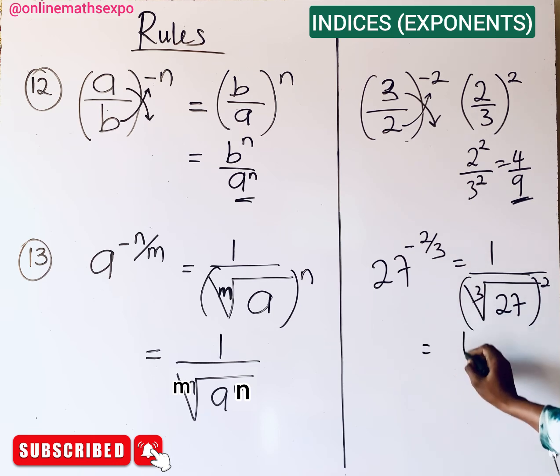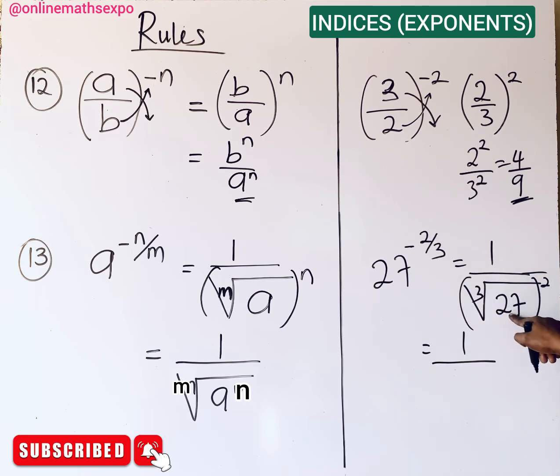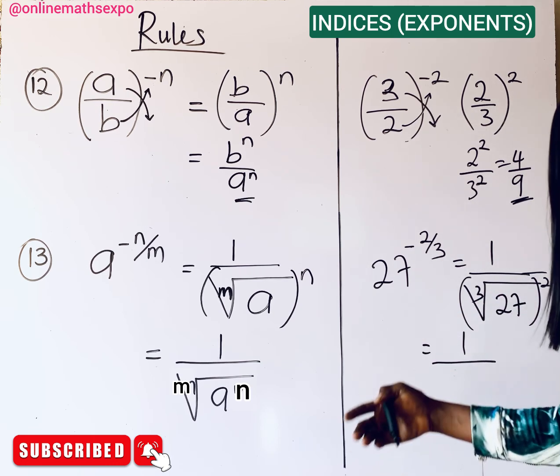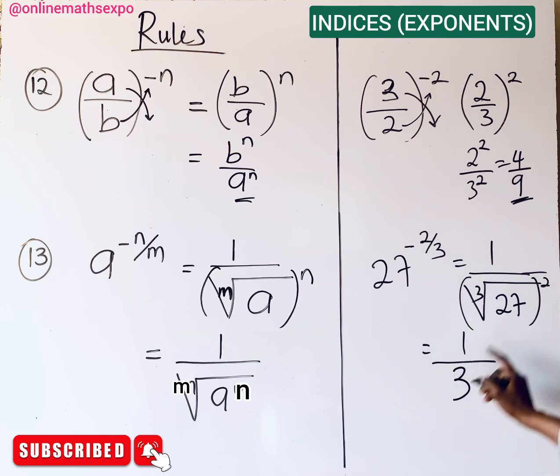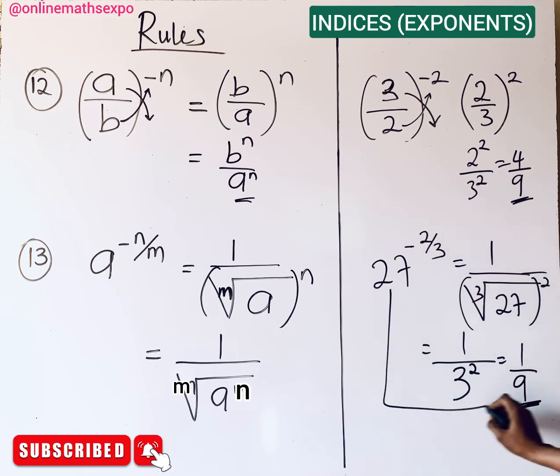So this is giving you 1 over the cube root of 27, which is that number you multiply 3 times, like we said, is 3. And you raise it to the power of 2. So this will give you 1 over 3 squared. Simplify this, it gives you 9. I hope you've seen that. So this gives you 1 over 9.